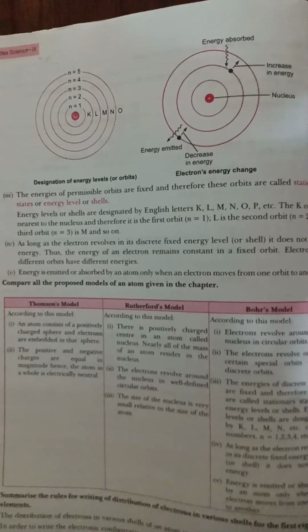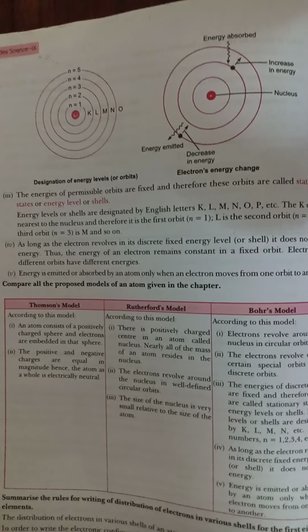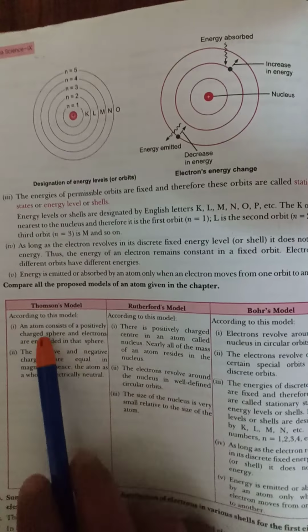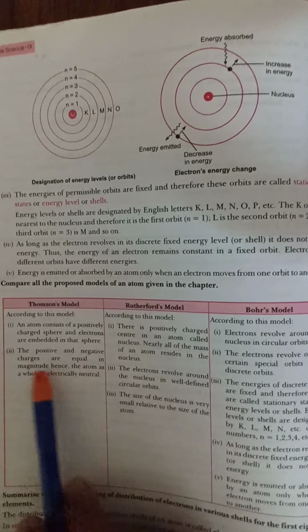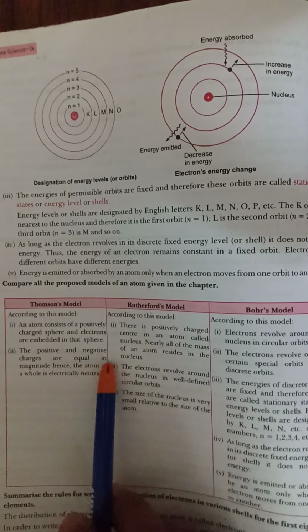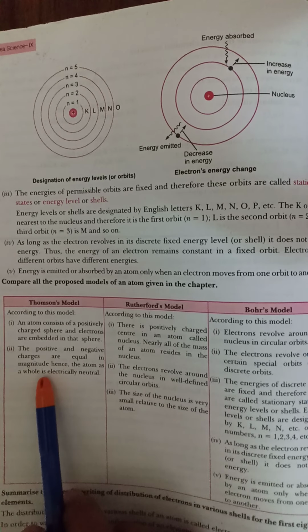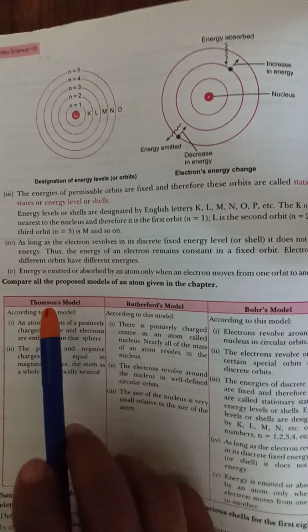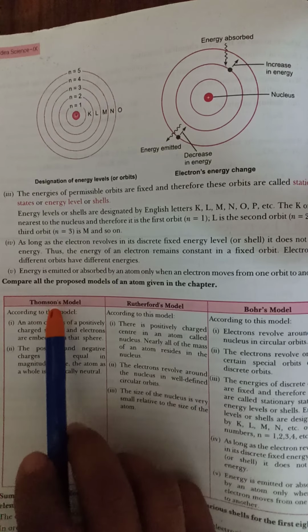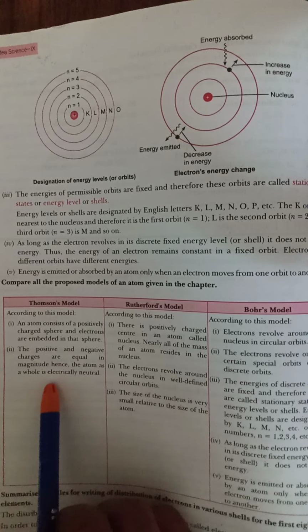Now next we can see in brief the comparison. First is the Thomson model. It consists of a positively charged sphere and the electrons are embedded in that sphere. The positive and the negative charges are equal in magnitude, hence the atom is electrically neutral. In the Thomson model, the positive and the negative charges are the same, so the atom is electrically neutral.